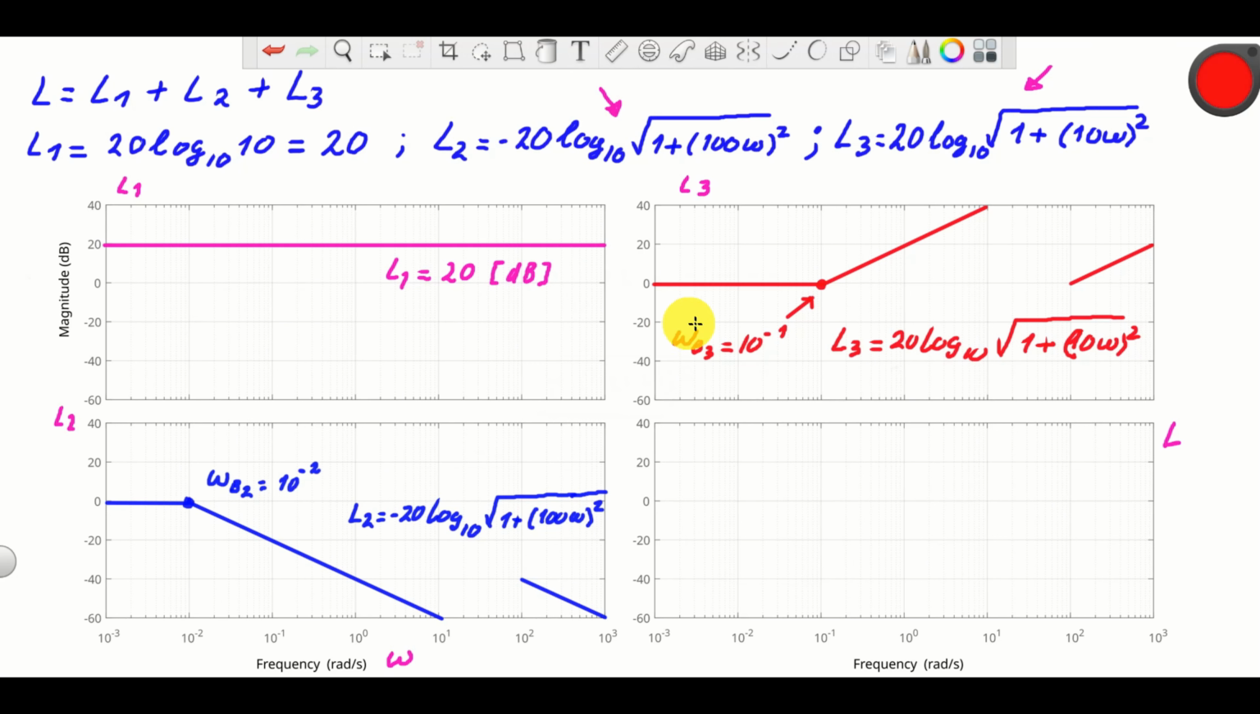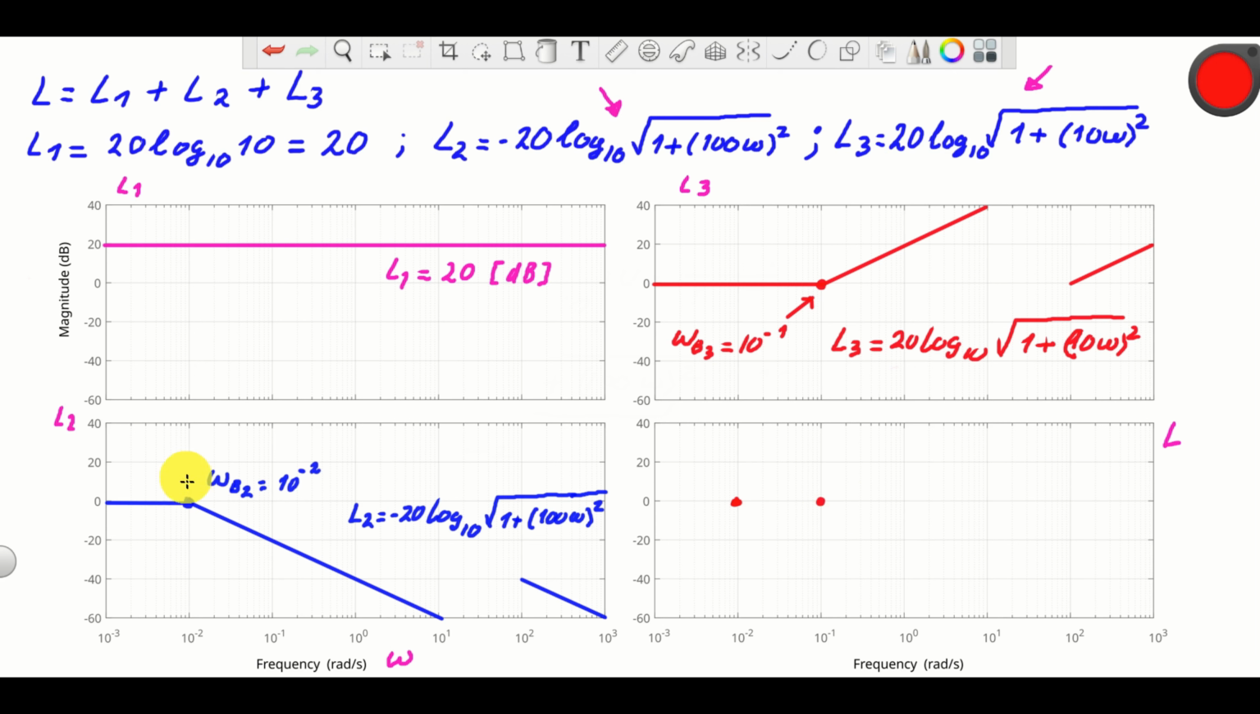Now we are ready to plot the final graph L. That is, we need to sum the function in this graph, the function in this graph, and the function in this graph. We do it like this. First of all, over here, we need to denote the break frequency. So here they are. The first one is at 10 to the minus 2. The second one is at 10 to the power minus 1. That is over here.